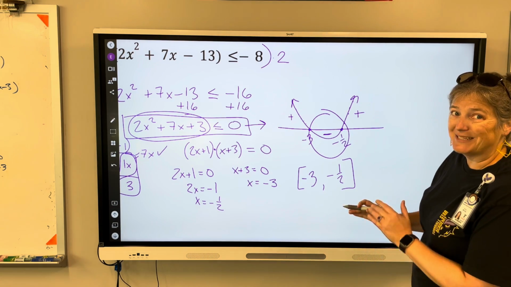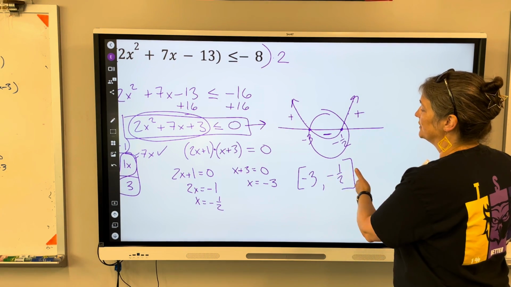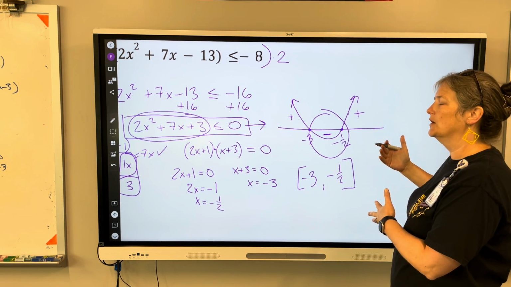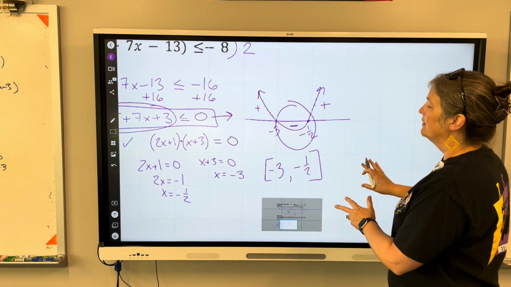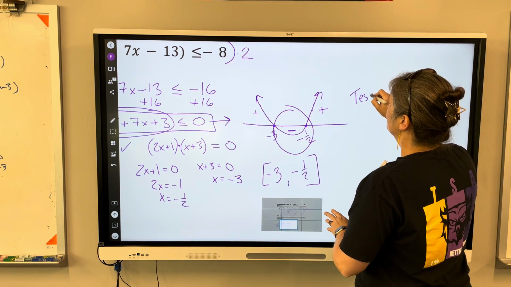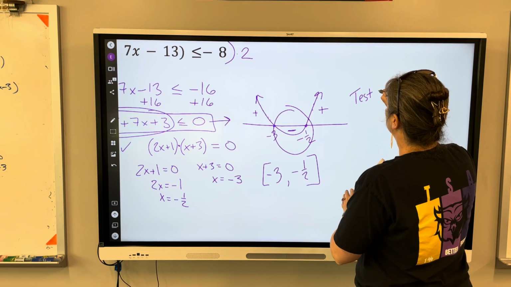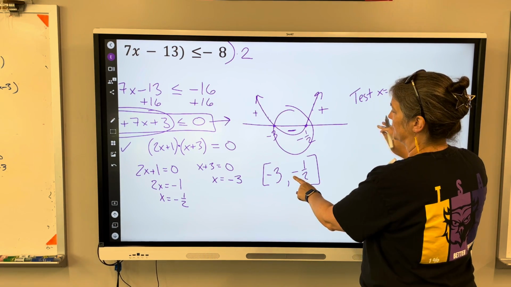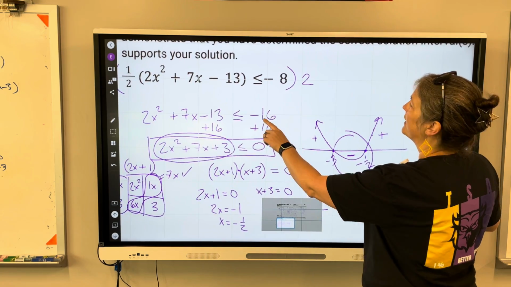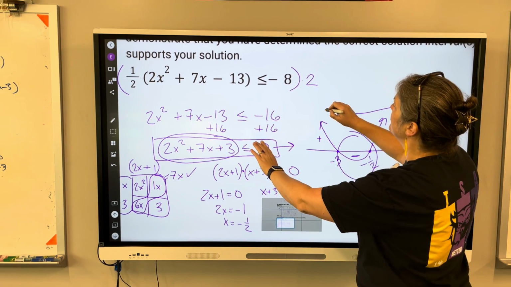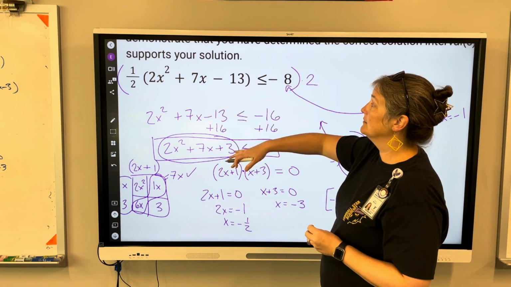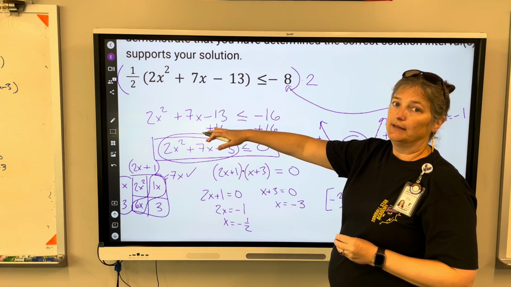My last step is to test a point. Unfortunately, 0 is not on my winning interval, so I could either prove that 0 doesn't work, or I can show that a number here does work. So I'm going to test x equals -1, because it's right inside my interval, and it's an easy number to work with. I'm going to test it in the original inequality because I want to check that I didn't screw something up along the way.